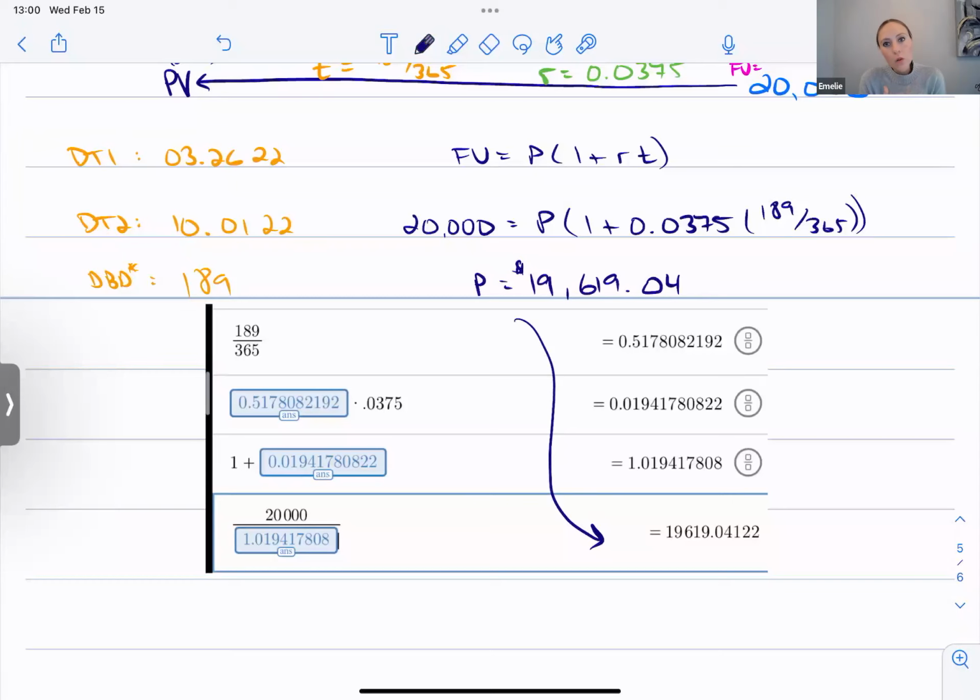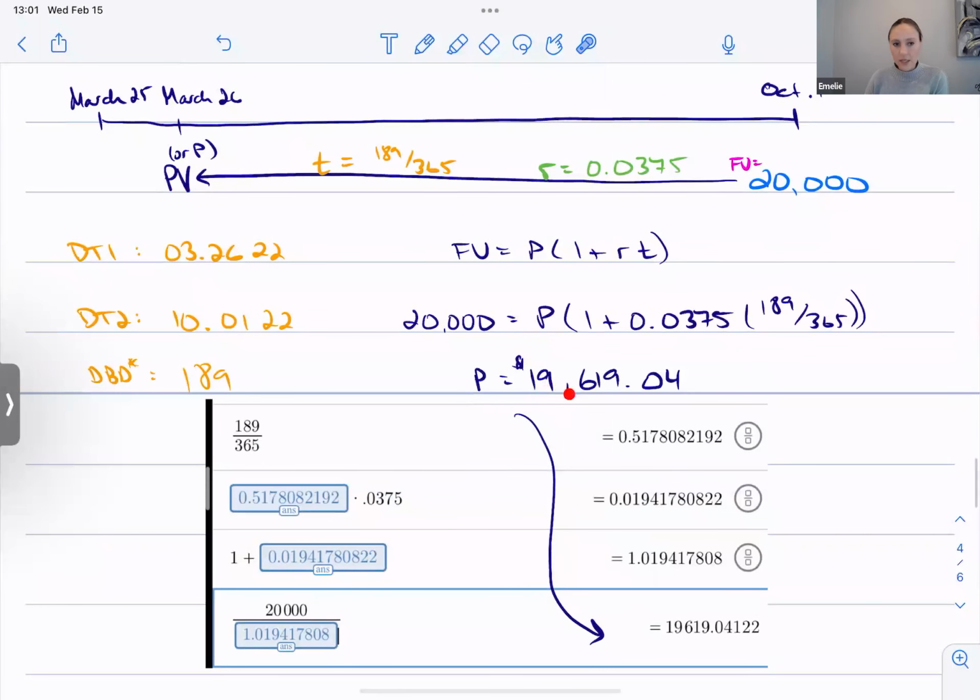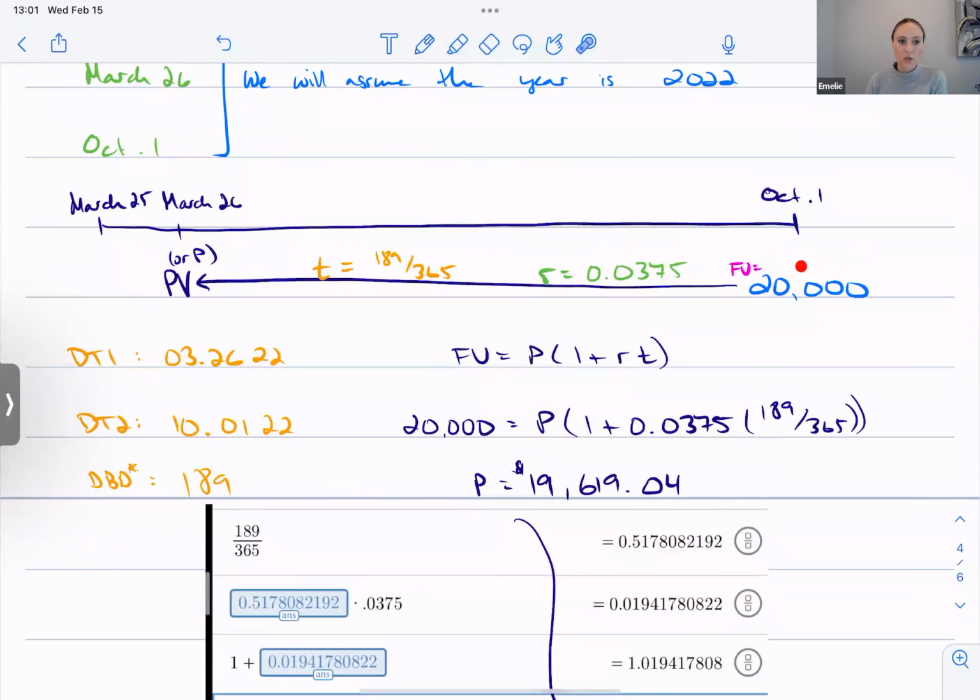Which makes sense. You always want to check in and just kind of ask yourself if your answers make sense, right? If you had accidentally treated the present value as a future value, what would happen? Your present value would be more than 20,000, which doesn't make sense, right? Then you would be paying interest to have it invested. It doesn't work like that. So at 3.75%, right, she would have to invest $19,619.04 in order to have 20,000 by October 1st, which was the goal.